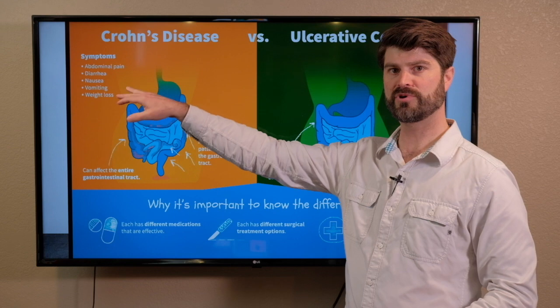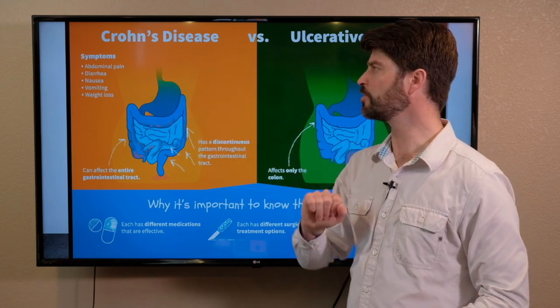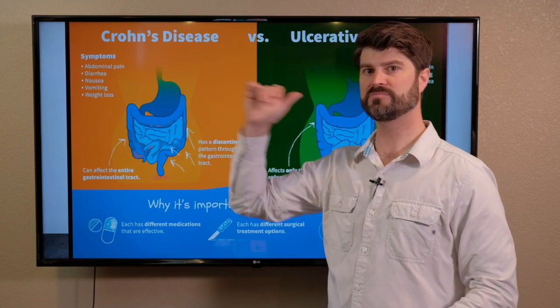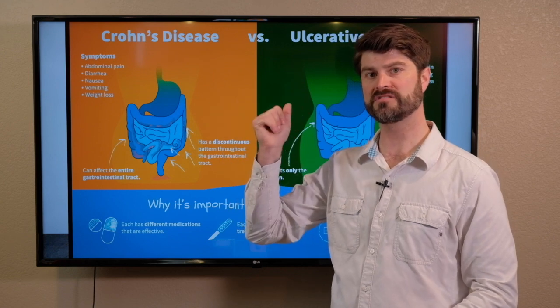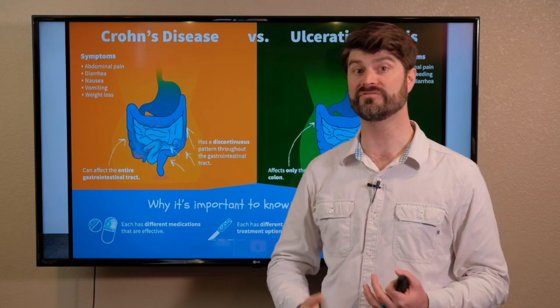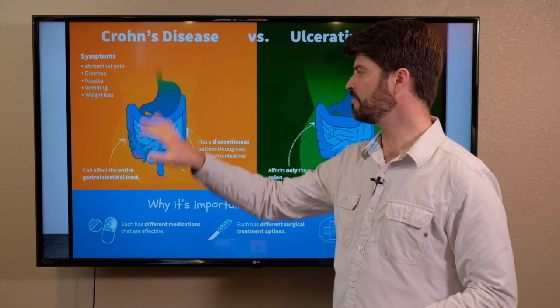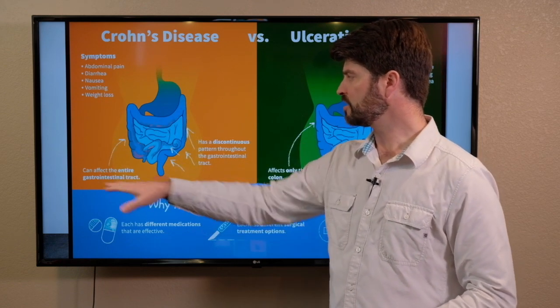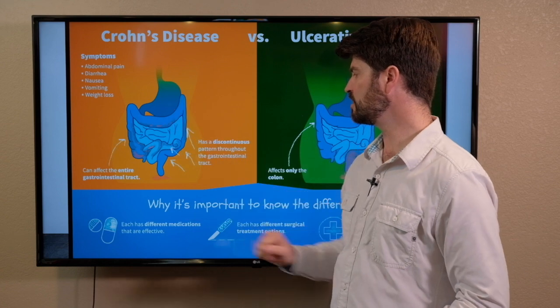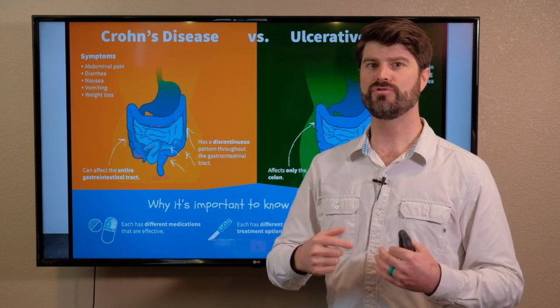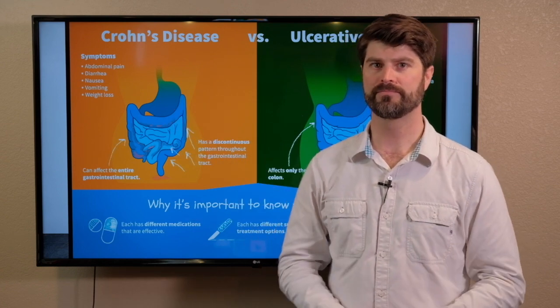If we look at them right next to each other and directly compare these, abdominal pain is present in both disease processes. Diarrhea is present in both disease processes. However, the appearance of that diarrhea is very different. With Crohn's disease, patients are going to be having diarrhea because it affects the entire gastrointestinal tract, but they're just going to have normal stooling diarrhea.